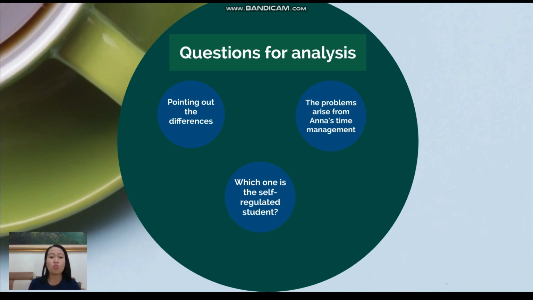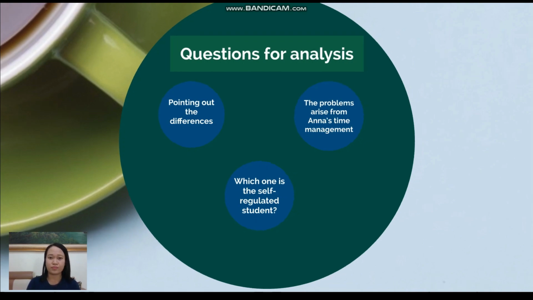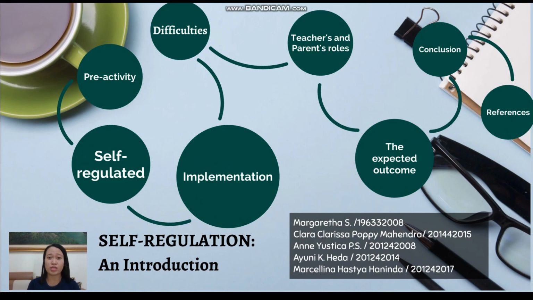So guys, which one is the self-regulated students? Yes, you are right. The self-regulated student is Elsa. Guys, actually, what is the self-regulation and the characteristic of self-regulated learning? How to implement self-regulated learning in the classroom? What are the challenges? What can a teacher and parents do? What will be the outcome? Guys, are you curious about it? Let's check it out.